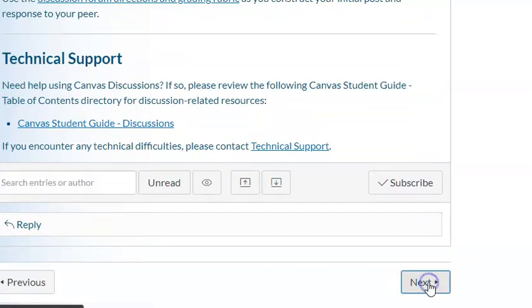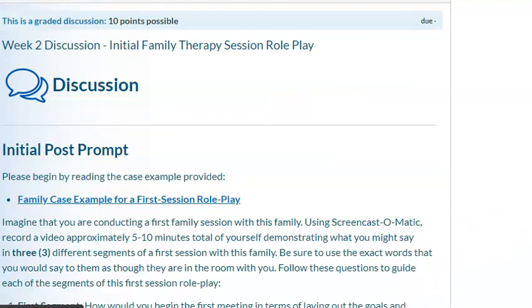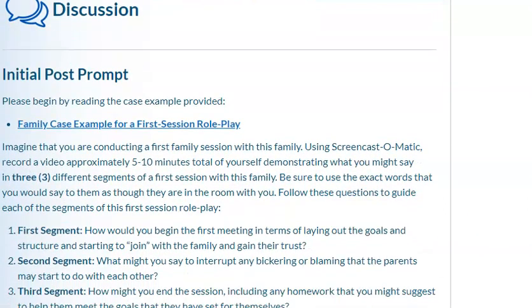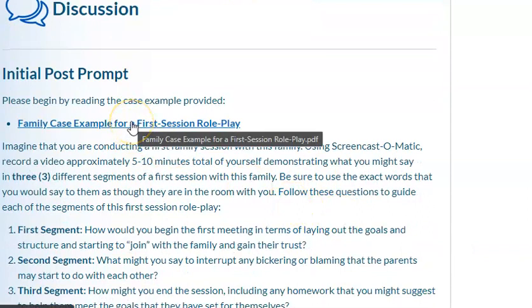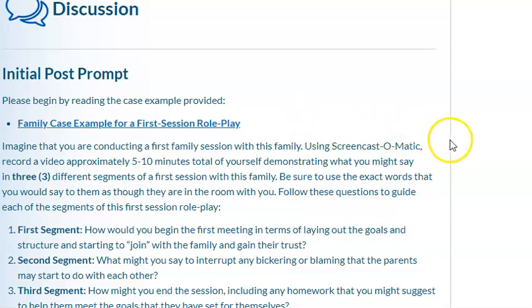The next discussion post for this week is to look at a family case example for a first session role play, because as part of this discussion post, you will need to conduct a first family session and record that using Screencast-O-Matic. And you're going to do a 5 to 10 minute demonstration of yourself in 3 different segments of a first session with this family.